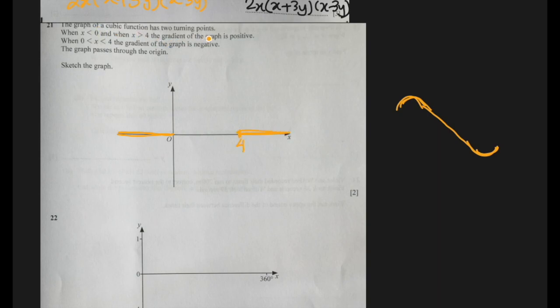The gradient of the graph is positive. That means the graph is going up. Whenever gradient is positive, that means it is going up in this direction. Here and up to 0. Not here exactly, okay? I'm just doing the rough work right now. Don't think this is the right answer. All right. When it is 0 and 4, between 0 and 4, it is going down. Negative, yeah? The graph passes through origin. Okay, it passes through origin.